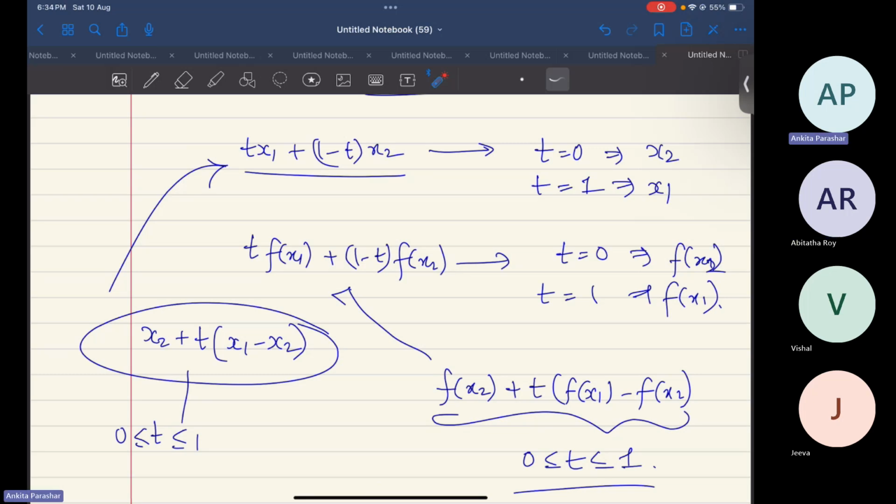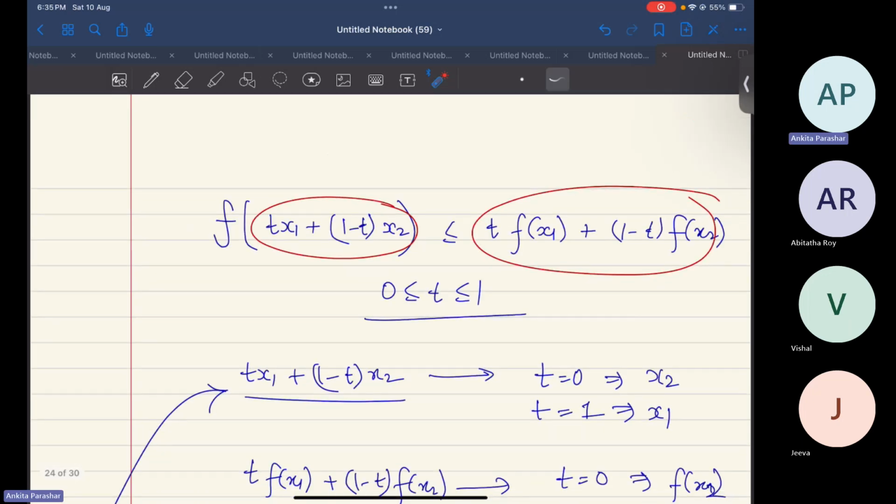Yeah, this is right. This is your V, this is your A, this is T. It is like starting with x2 and moving along the direction. But T is this, that means it's not a line but a line segment. Same thing here.